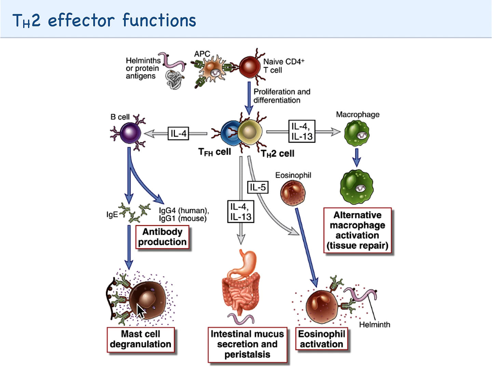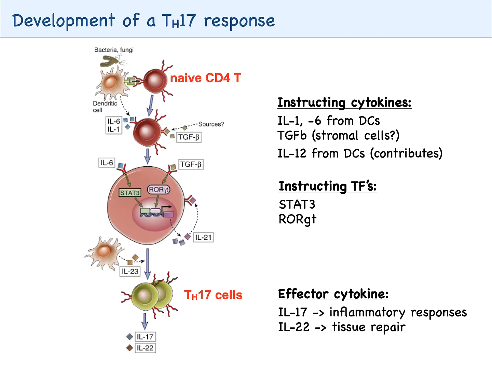So this is why you have this division of labor between different helper T cells. And finally, the development of a Th17 response. Now say you have bacteria or fungi that are mostly in the extracellular space. The cells just have to phagocytose these and destroy them.